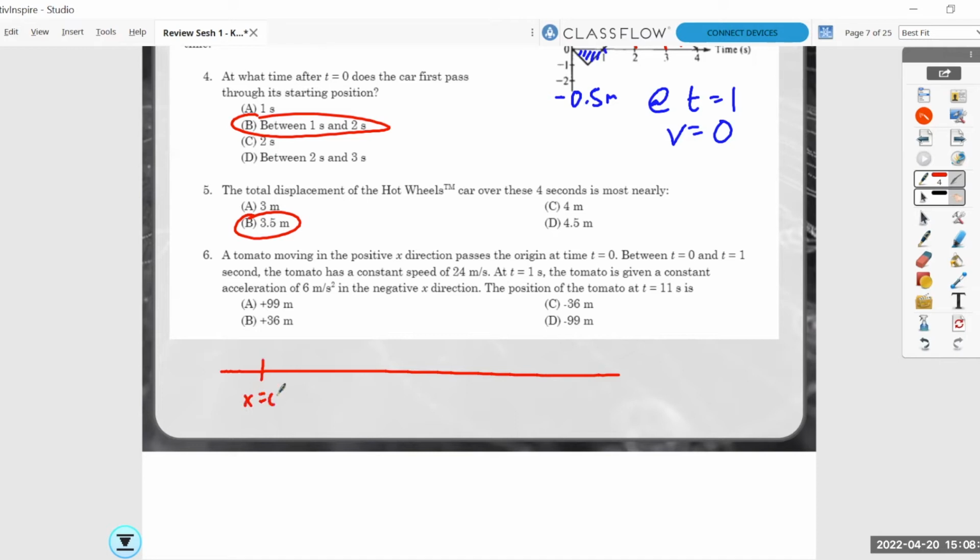So at x equals 0, here's my tomato. We're at position 0, moving at 24 meters per second. So after 1 second, we go 24 meters.